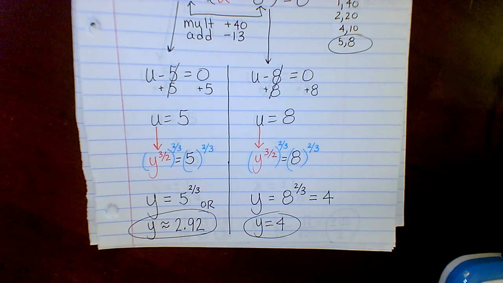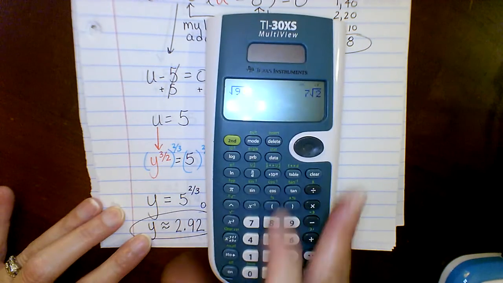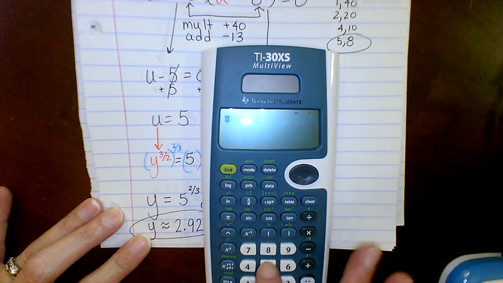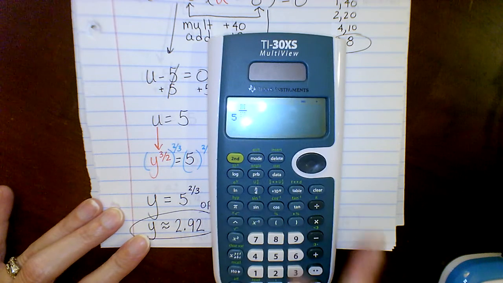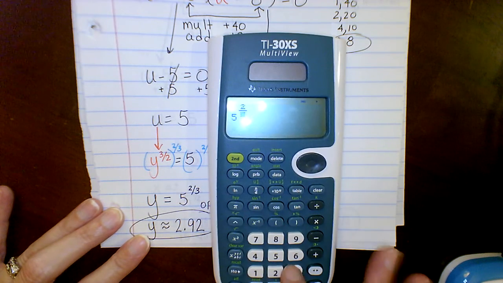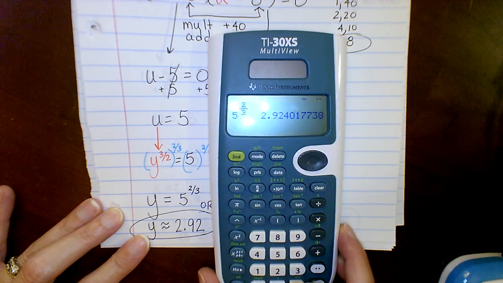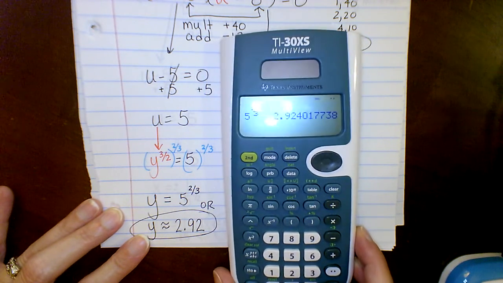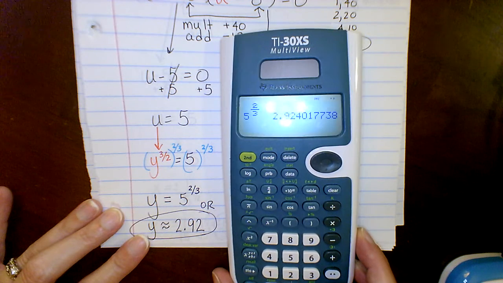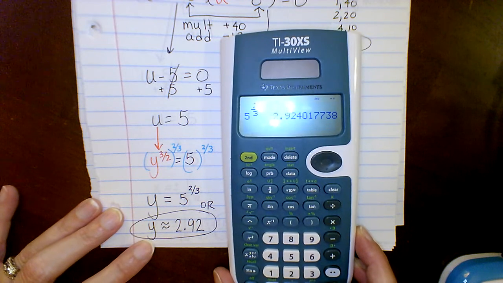Now how do you do this? I'm going to take my calculator out of the drawer over here. Well, you do 5 raised with the fraction bar 2/3. All right, so that's not something that's super duper nice. So we get about 2.92.